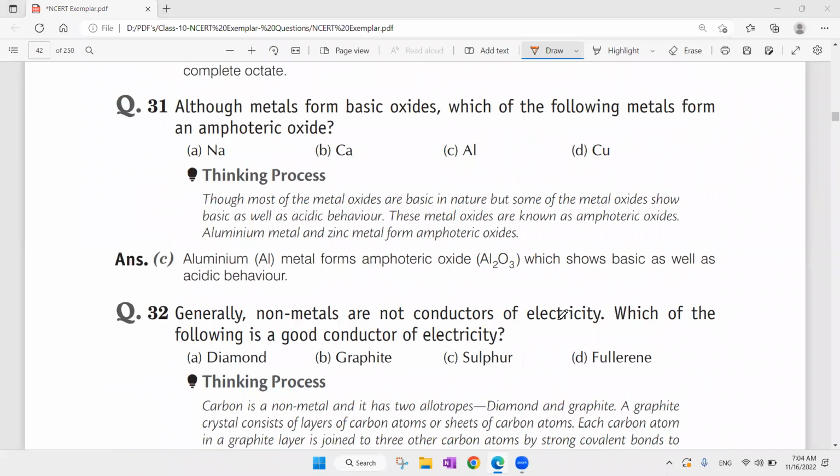31. Although metals form basic oxides, which of the following metals form amphoteric oxides? So first of all, what is meant by amphoteric oxides? Metal oxides which can show both acidic as well as basic character. There are two amphoteric oxides you are going to get: Al2O3, aluminum oxide, and ZnO, zinc oxide. In the options, if you can observe aluminum and zinc, those are correct. We can observe only aluminum, we cannot observe zinc. So option C is correct.